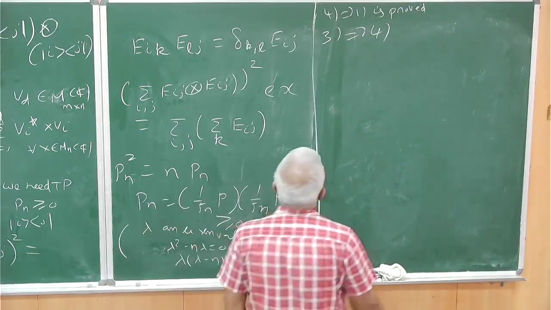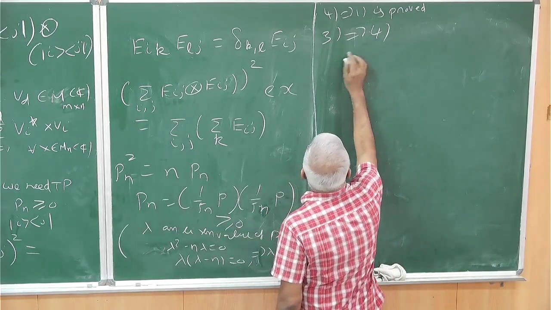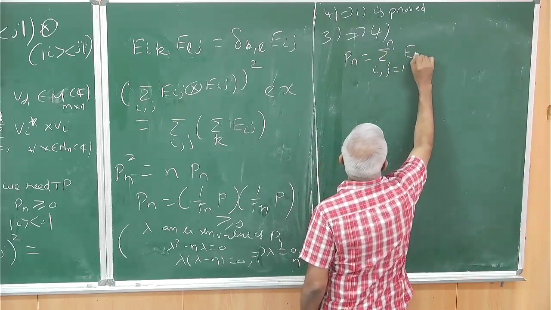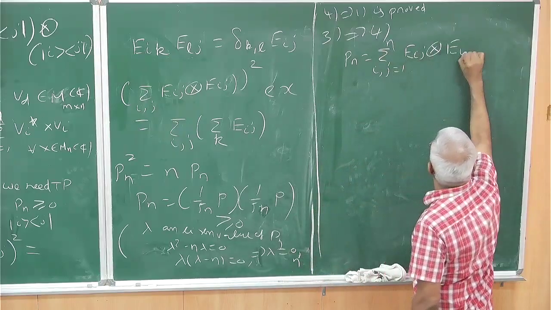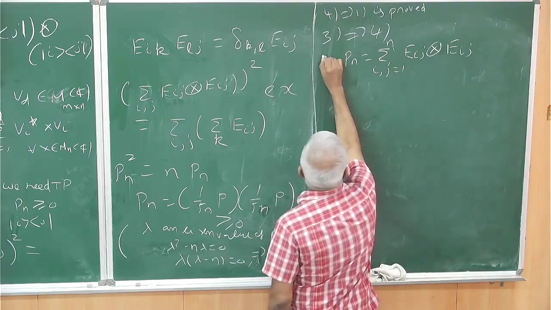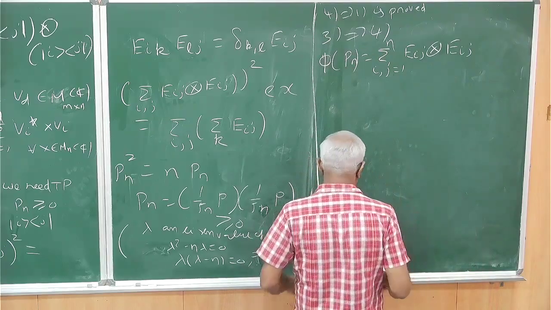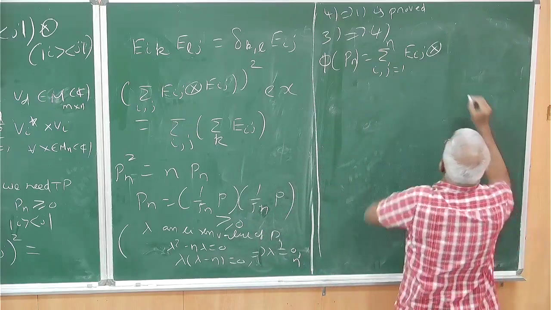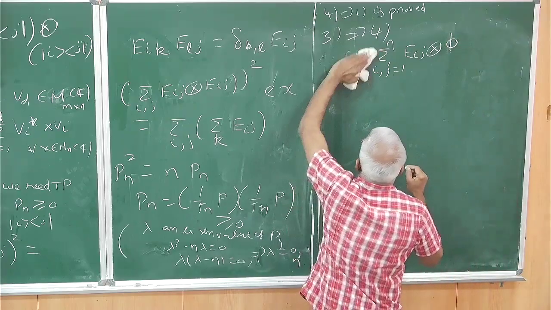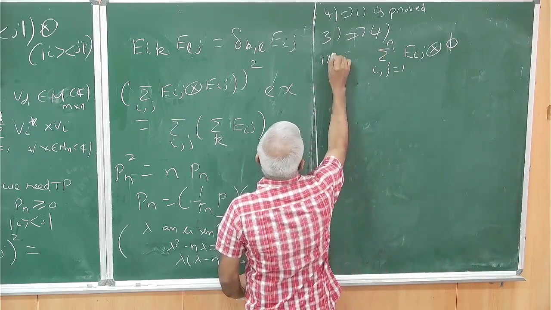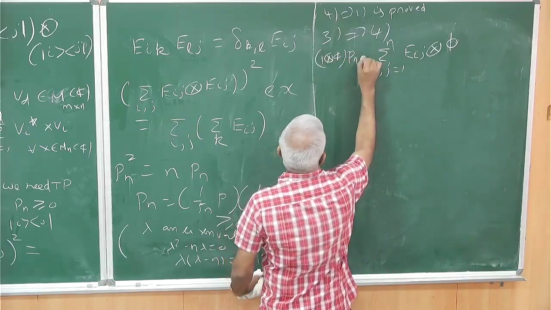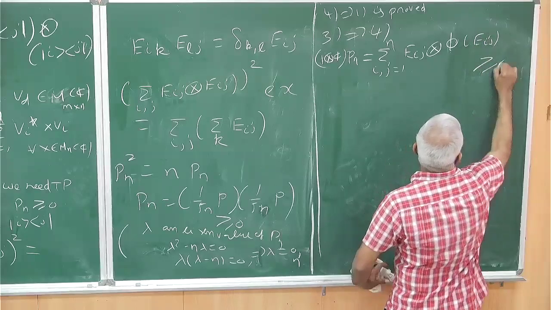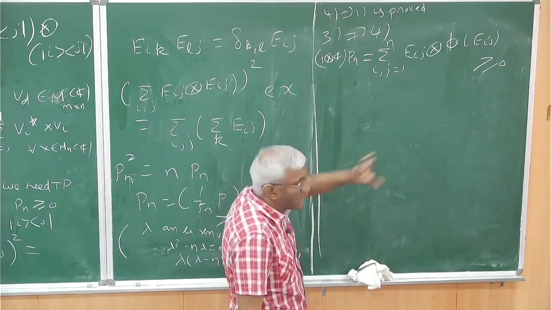So what we have is P_n equal to the summation over i, j equal to 1 to n of E_ij tensor E_ij. Applying the map, this is equal to 1 tensor phi of P_n, which is equal to phi of E_ij. This is greater than or equal to 0 is what we have. As a matrix, this is greater than or equal to 0.